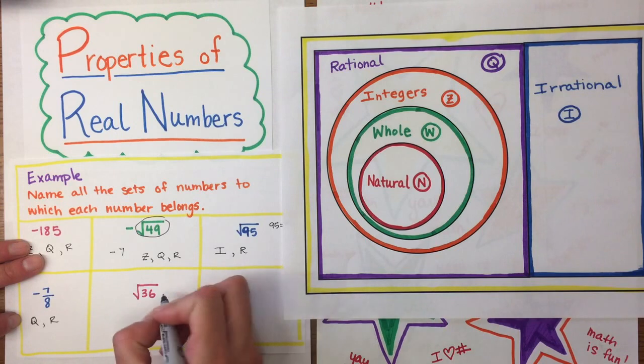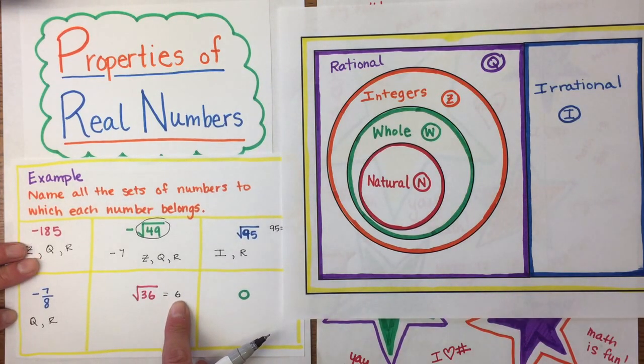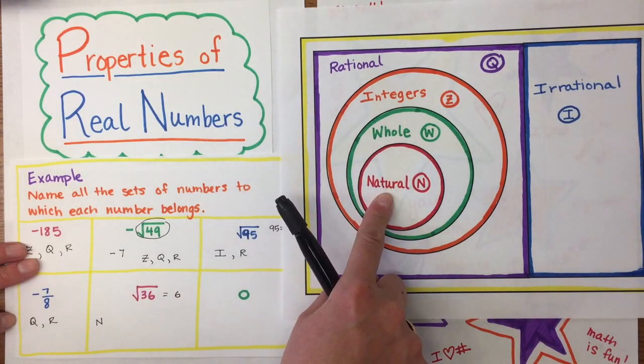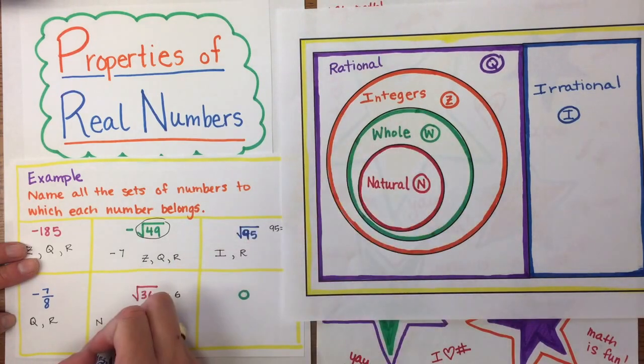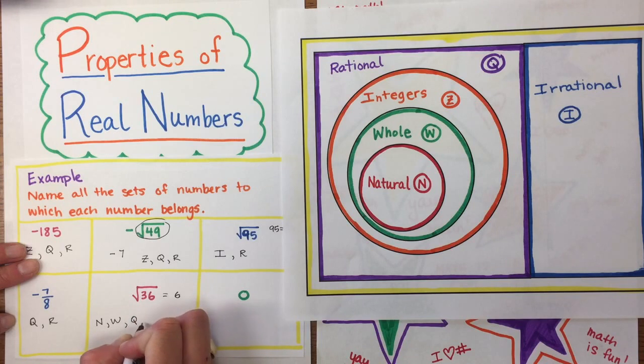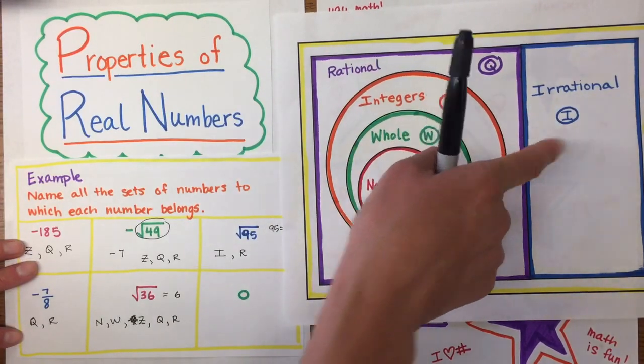The square root of 36 can be simplified to be 6. 36 is a perfect square. 6 squared is 36. 6 is a counting number or a natural number. That's its most specific number type. All natural numbers are whole numbers. All whole numbers are integers. All integers are rational numbers, and all rational numbers are real numbers. So this is all of the number types except irrational.